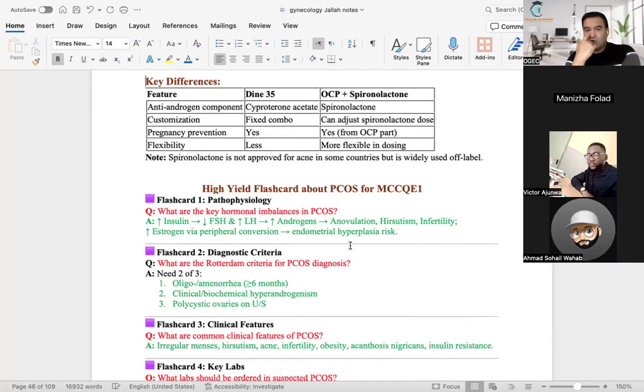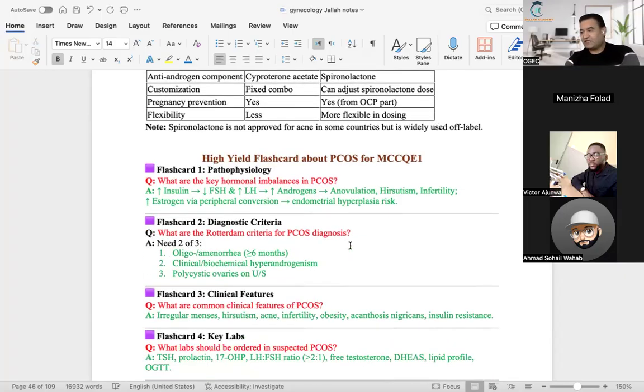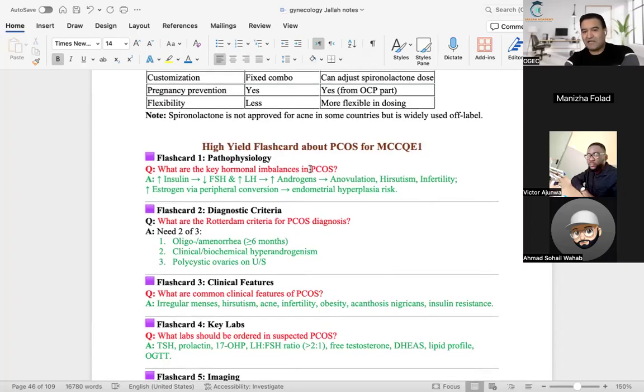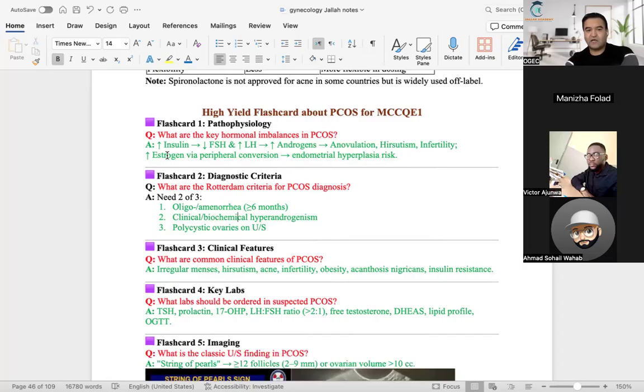So I made a high-yield flashcard about PCOS. If you get a question on PCO, you will definitely get one of these questions. If you know the material that I prepared for you, you should be good, and you're not going to make any mistakes when it comes to any case or scenario about polycystic ovarian syndrome. So what are the key hormonal imbalances in PCO? Insulin goes up, FSH lower, LH higher, androgen high. Anovulation, hirsutism, infertility, and high estrogen via peripheral conversion. Endometrial hyperplasia is the risk that comes out of hyperestrogenism.